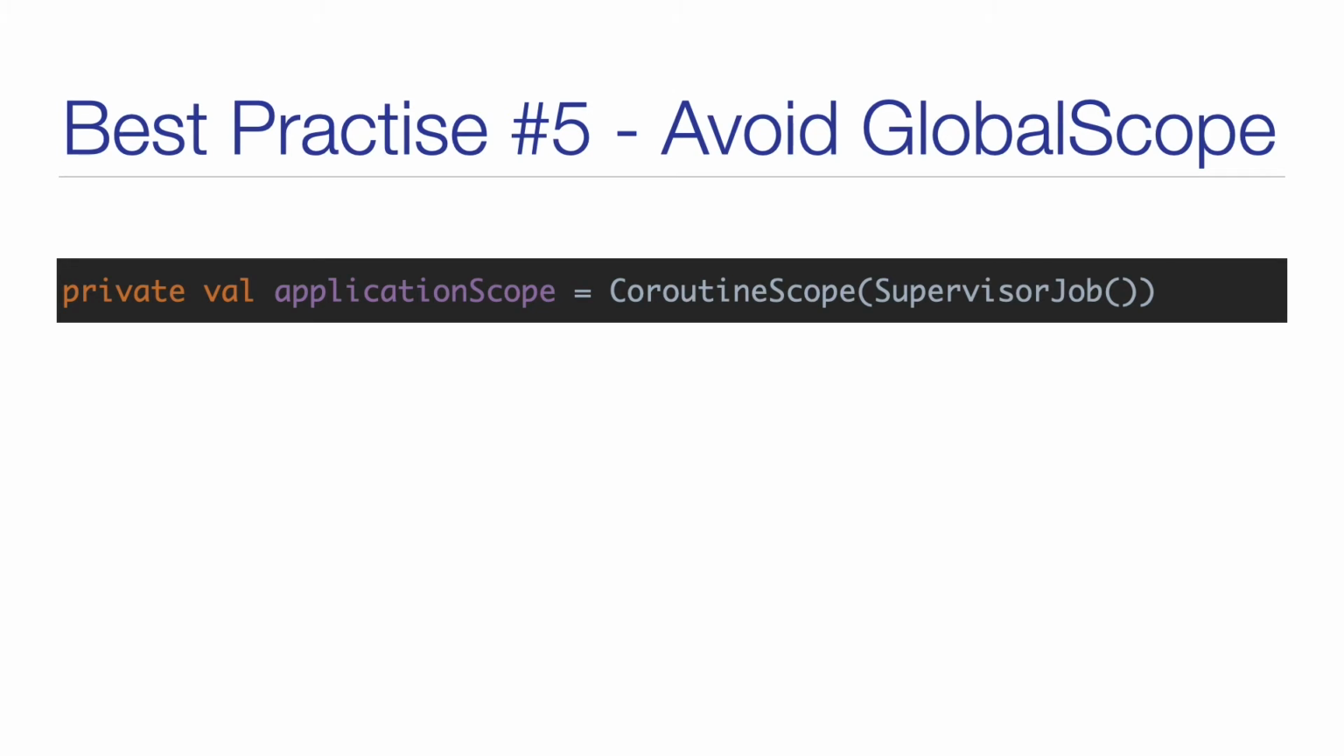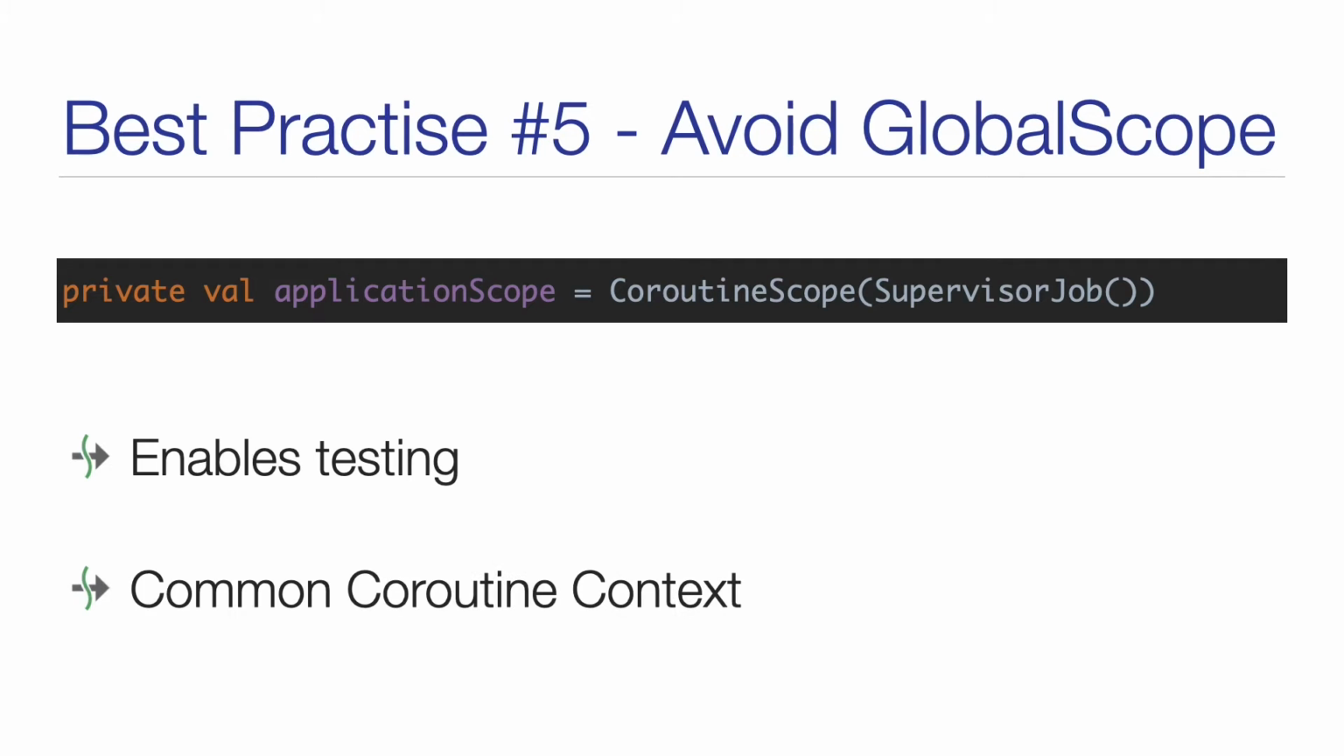The first advantage is that it enables testing, since we can replace the application scope with a test coroutine scope in our tests. And second, by using our custom application scope instead of the global scope, we can have a common coroutine context for all our coroutines. This means that we are completely free to define the context elements that this scope uses, and we have a central place for this configuration.